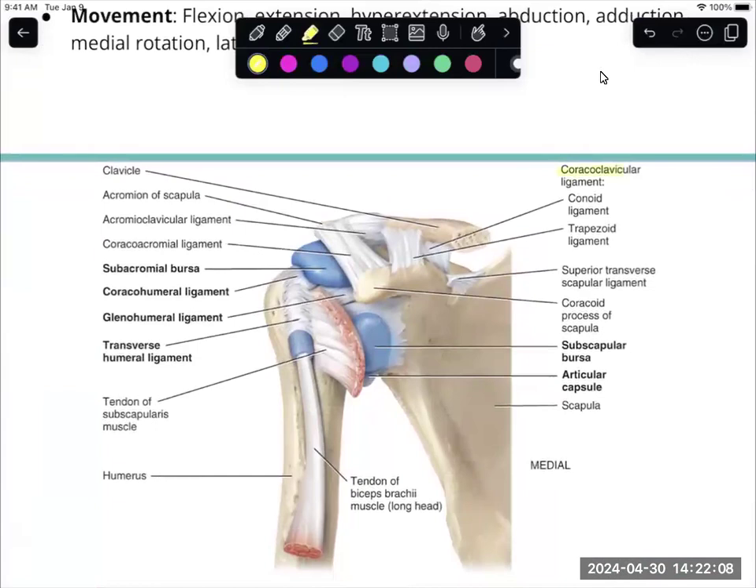So that coracoclavicular ligament is technically made up of this ligament here with this ligament here. These two are helping to hold this coracoid process of that scapula to that clavicle over here. The other one that we had was that acromioclavicular ligament. That is this ligament right here.